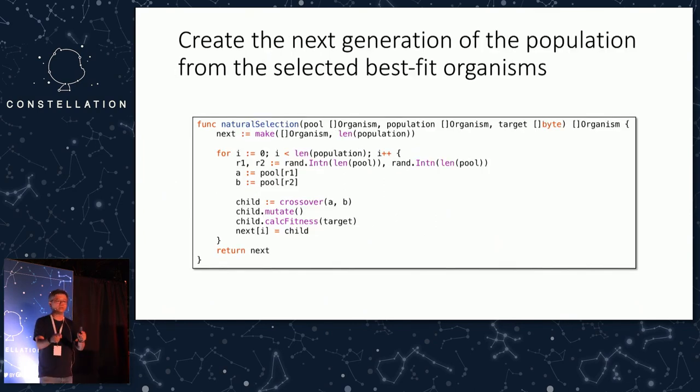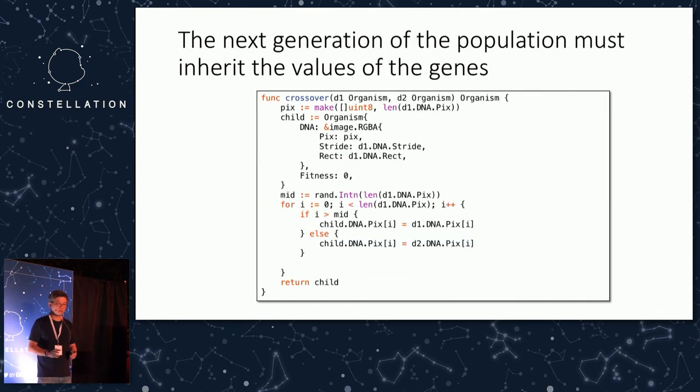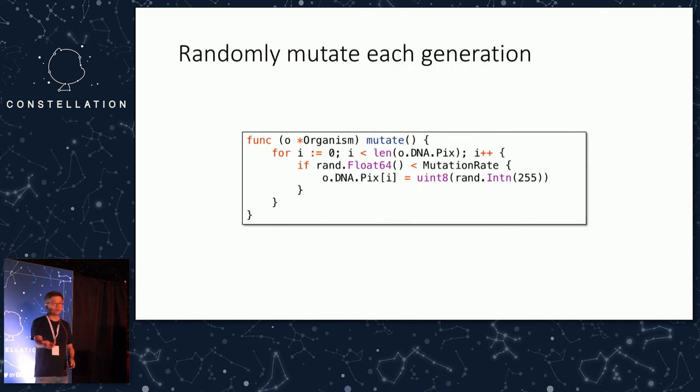Okay, so we create the next generation of populations from the selected best fit. It's the same thing as the previous code, so no difference. Exact same code. This is also exact same code, except I use the image.rgb. And it's the same way. I byte erase, I just find a midpoint. I slice it from the midpoint, and then slice it from the midpoint here, and then combine them together. And then I randomly mutate each generation. Exactly the same, no difference. This is the genetic algorithm.